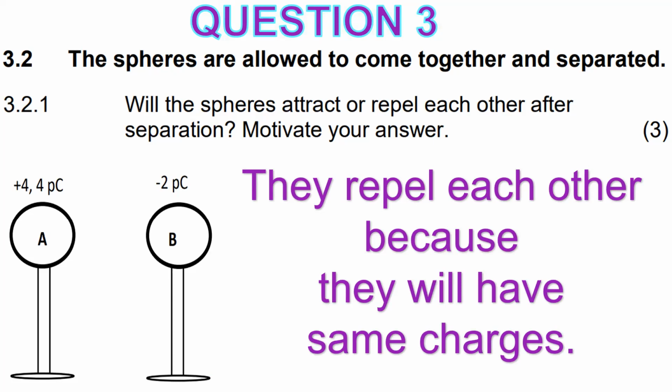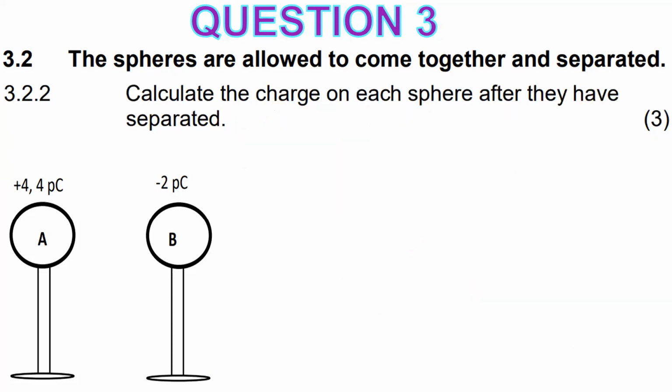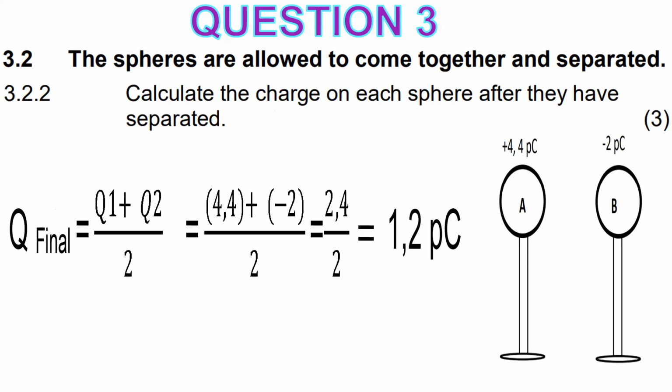I hope all okay for now. So we are going to carry on with the next question. Calculate the charge on each sphere after they have separated. Now we are looking for the new charge after touching each other. What formula we are going to use? Of course, Q final equals Q1 plus Q2 over 2. We are adding them and dividing by 2. Add and divide by 2. You are getting the final charge after separation.